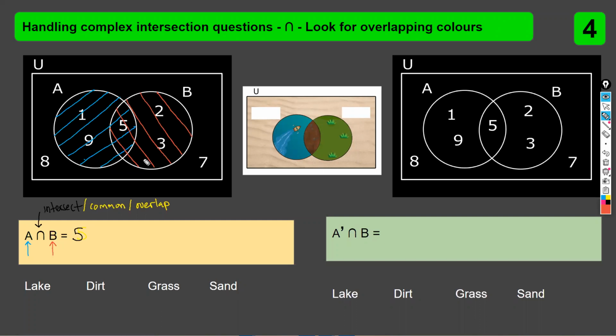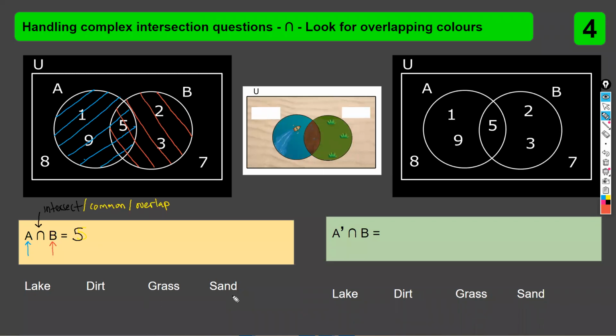And you know what you ask yourself after? Which region has both colors? Which area has both colors? The lake, well, that's the water, the lake, the dirt, the grass, or the sand? Which area has blue and red?